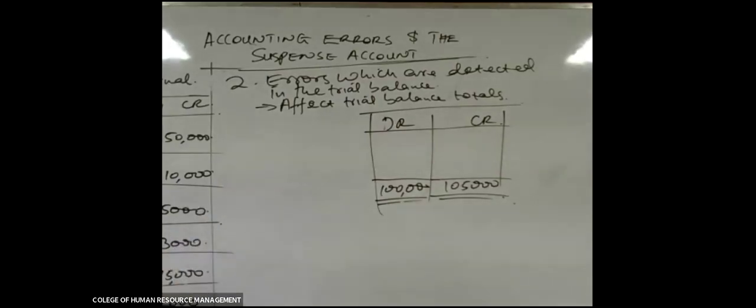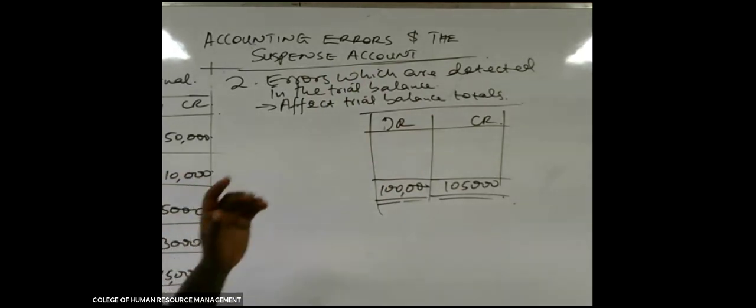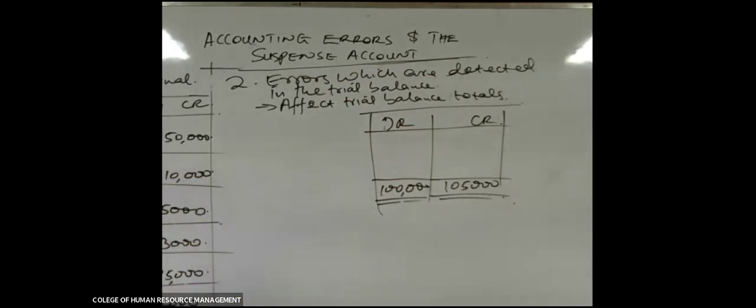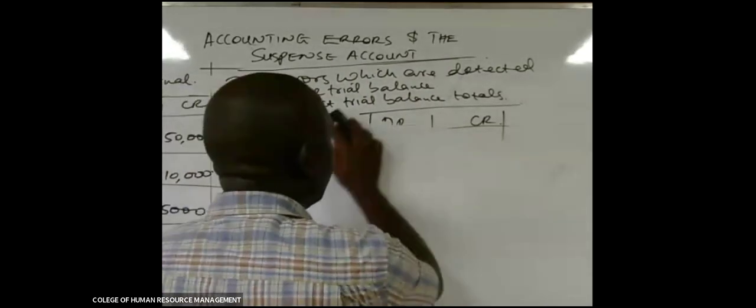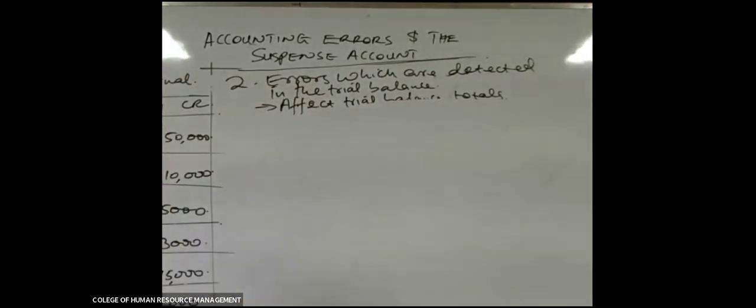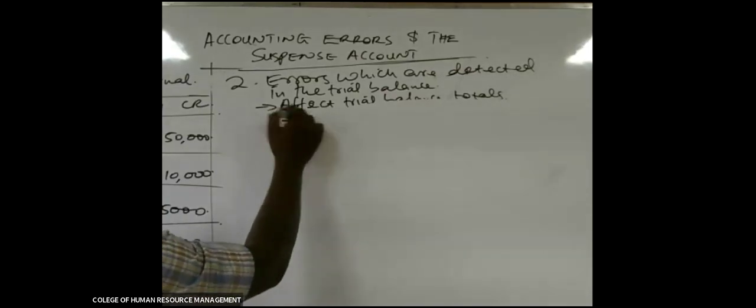And these errors, you will find that they affect only one side. Either they affect the debit only or the credit only. Unlike the errors that we have done here, whereby the effect is felt equally on debit and credit. These ones, either the debit only is affected or the credit only is affected. So the one side of the trial balance will actually outweigh the other. So these errors include, one is what we call single entry.